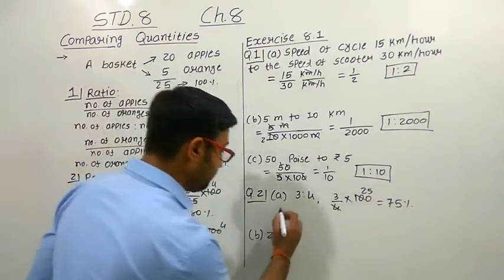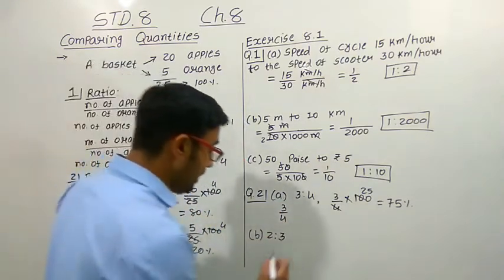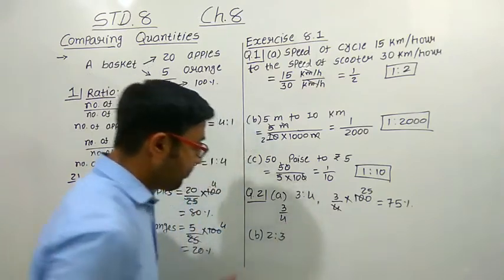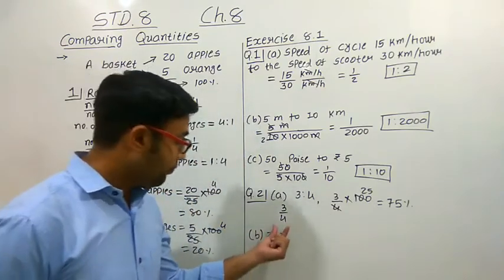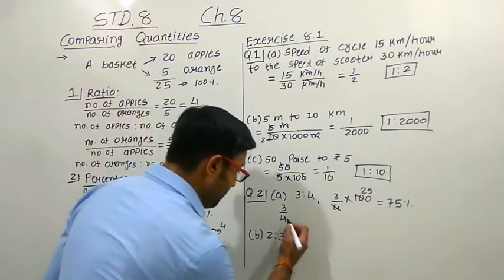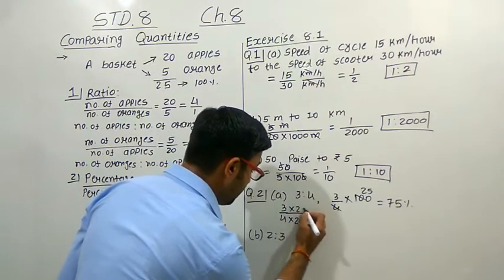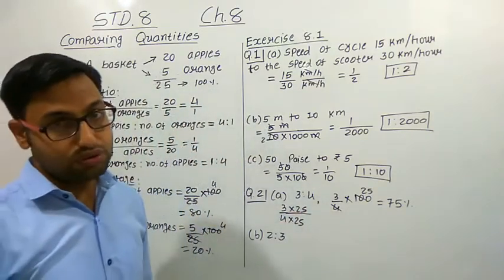Another method is there. We can write down 3 upon 4 as it is. In the denominator we have to make 100. So 4 is a factor of 100, so this is possible here. We can multiply with 25, but the same digit we have to multiply in the numerator also.